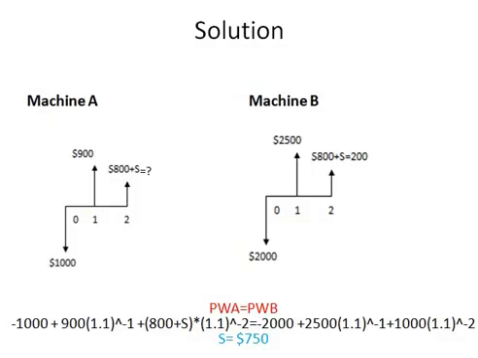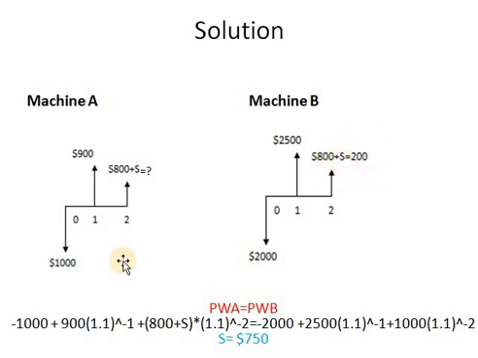First of all, we will draw the cash flow diagram of A and B. You see, I stopped here at year 2. I didn't use year 3 because the study period is 2 years. And this is the cash flow for B. At year 2, we have $800 plus the salvage value of $200.